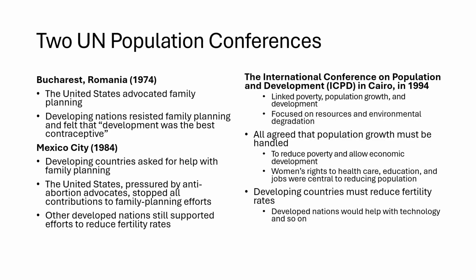And then in 1994, during the International Conference on Population and Development, it was really understood that there is a strong connection between economic development and lowering fertility. So by improving women's rights, access to healthcare and education and jobs, this is really central to reducing population. So no matter what kind of approach governments choose, if they can focus on women's rights, education, and access to jobs, then you will have improvement in economic development.